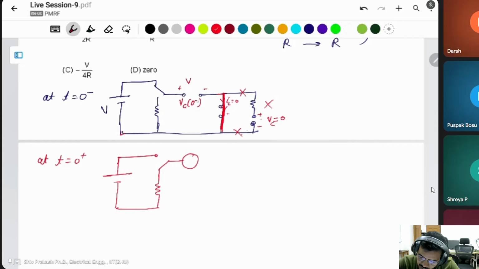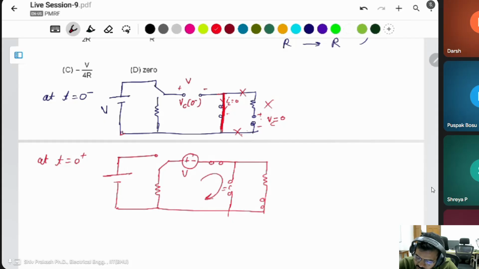There is some voltage source because of this initial voltage V, and the capacitor will be a short circuit, the inductor will be an open circuit, and this is the resistor. The capacitor will be a short circuit, the inductor will be an open circuit. That's why in this loop a zero current is flowing because of this. This is the zero current flowing.